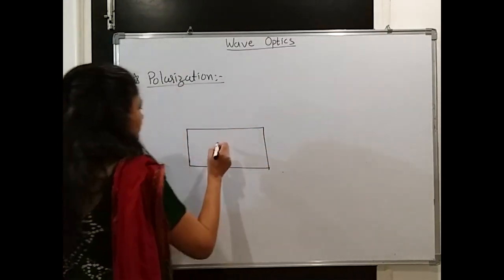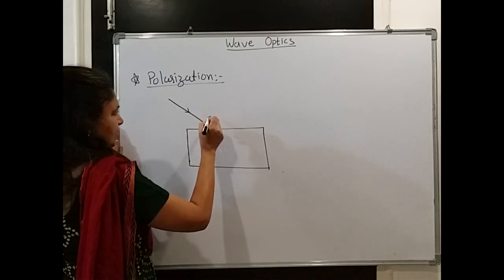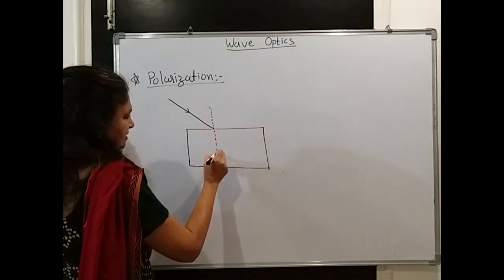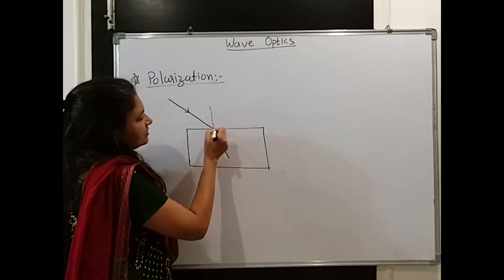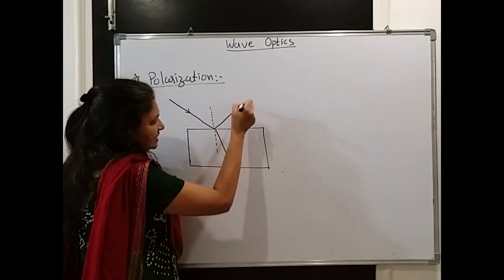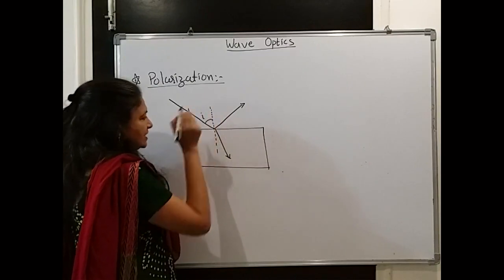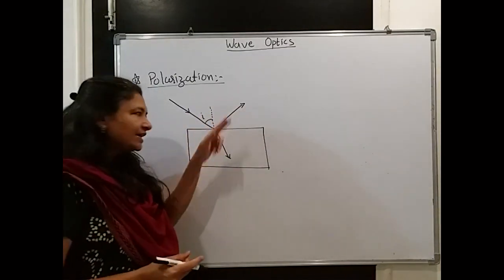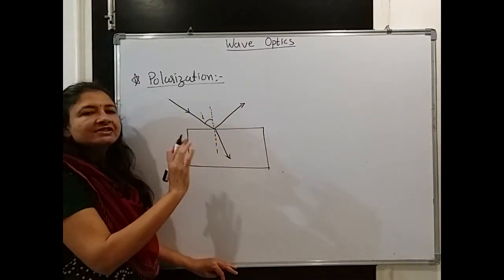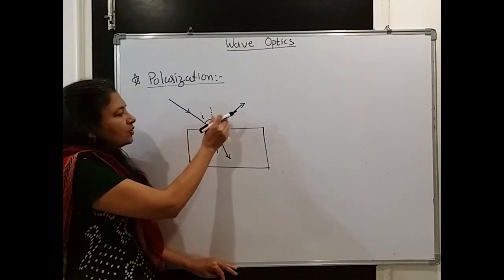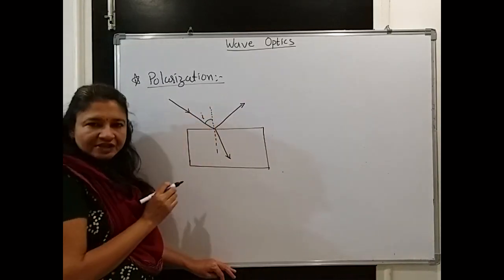Suppose this is one medium, light incident on this medium in this direction. Consider this is the perpendicular. Now we know that some of the light will be refracted, some of the light will be reflected. Okay, this is reflected light, this one is refracted light, this is angle of incidence. Now this reflected light will be partially polarized. Okay, that means it is not perfectly polarized. Amount of E vectors which are parallel will depend on angle of incidence.